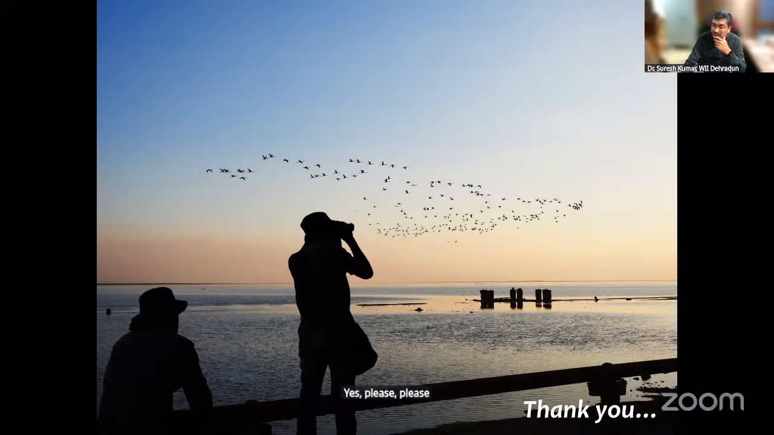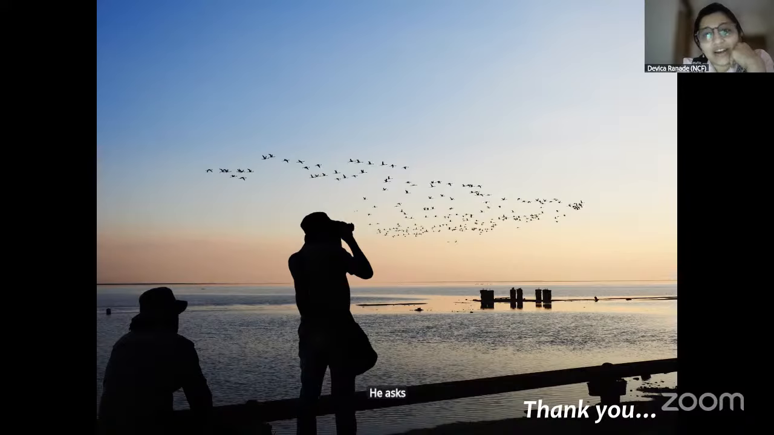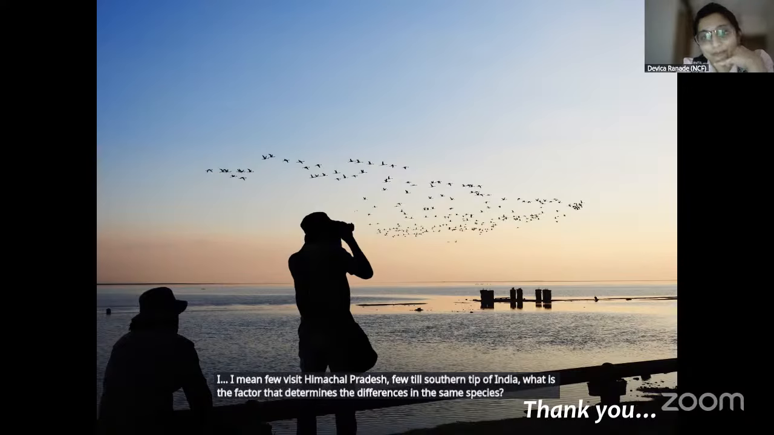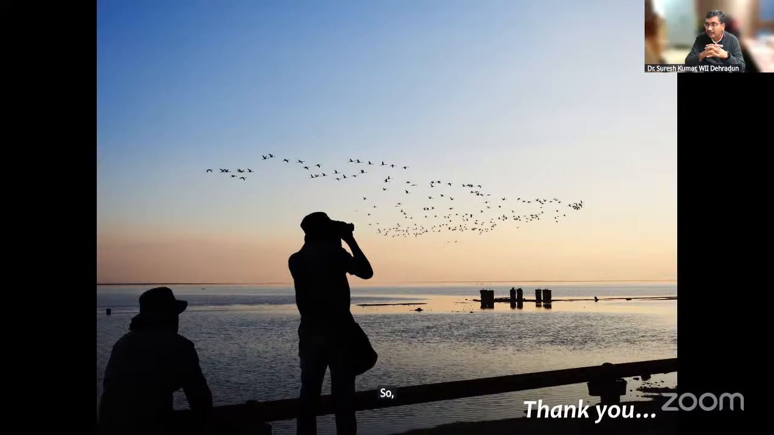The first one is by Yoganand. He asks, how do bar-headed geese decide which place to visit? I mean, few visit Himachal Pradesh, few go to the southern tip of India. What is the factor that determines the differences in the same species? So this is something that has been on my head too. I've often wondered why this is happening.